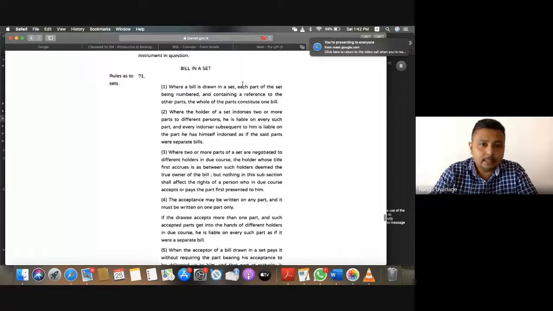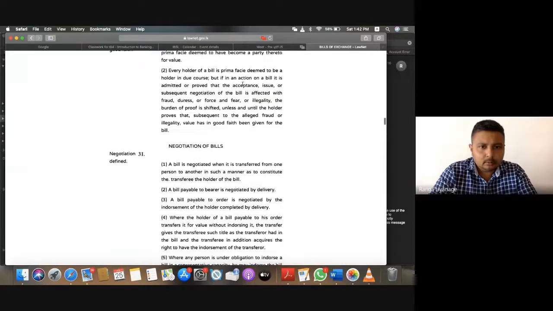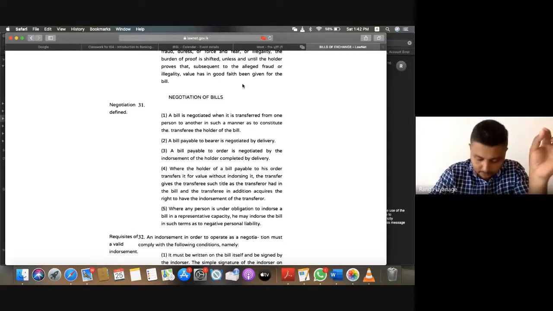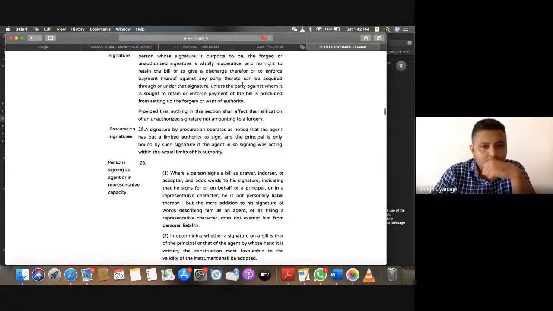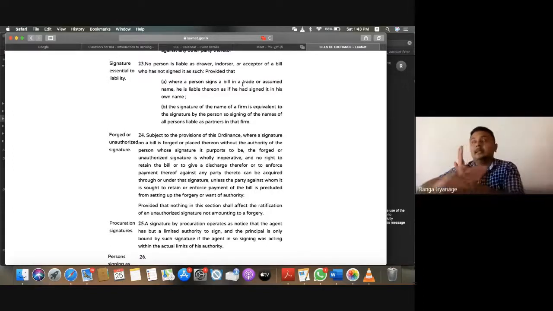Forged or unauthorized signatures. We are still in signatures. Section 31 subsection 2. So now we spoke that a bill payable to bearer is negotiated by delivery. This is negotiation. But if it's order, it should be endorsed and then delivered, right? Section 24 says, subject to the provisions of this ordinance, in the case of a bill payable to order, a forged or unauthorized signature is wholly inoperative. Through such signature, no rights can be obtained. It's different if it's a bearer bill, because you don't need a signature in a bearer bill, right? So keep that in mind.